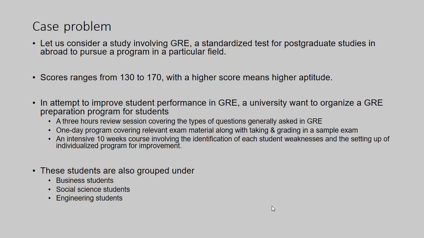I want to consider a case problem which involves GRE as a standard test for postgraduate studies abroad. We know that a score is between 130 and 170, and a university wants to improve the performance of students in GRE. So they intend to organize a preparation program with three models: the 3-hour review session, a one-day program, and an intensive 10-week course. And these students are also grouped under business students, social science students, and engineering students.